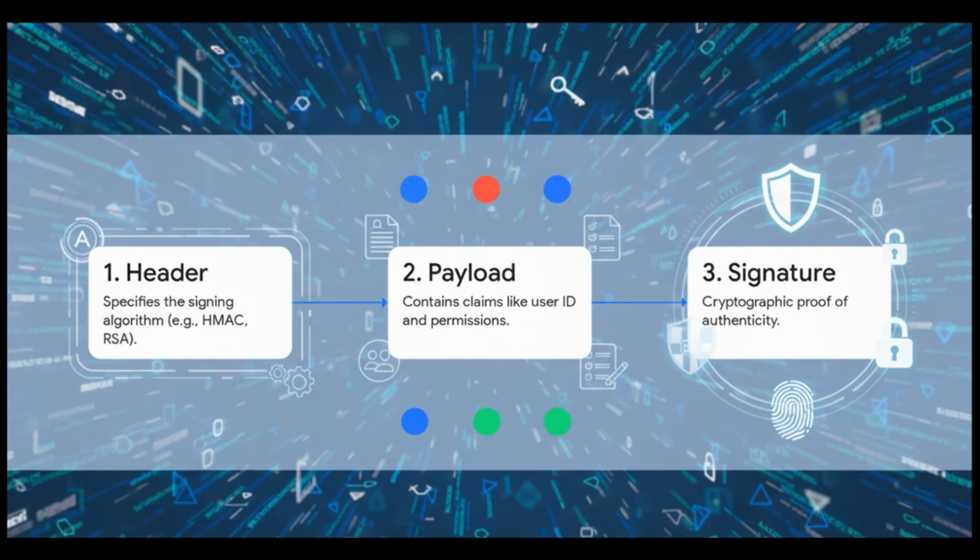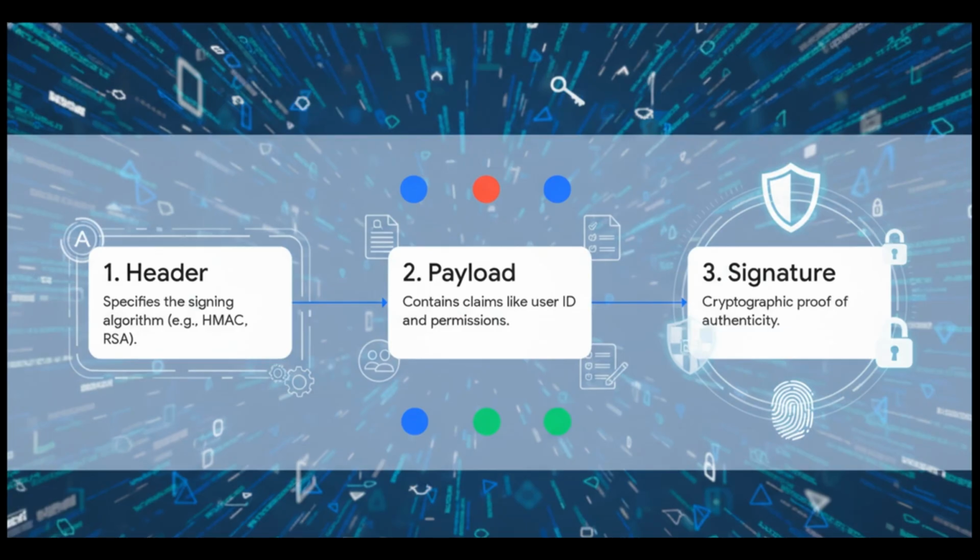Well, a JWT has three parts, and they're separated by dots. First up, you've got the header, which just says what algorithm is being used to sign it. Then there's the payload. This is the juicy part. It holds all the data or claims, like the user's ID and what they're allowed to do.